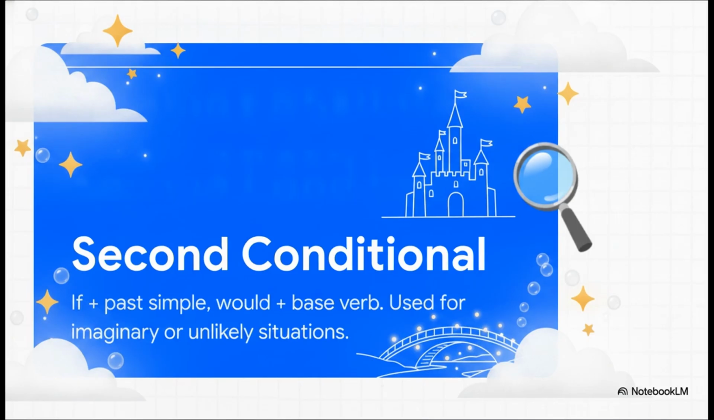Now here's a fascinating quirk you have to remember. Even though we use the past tense in this formula, we are actually talking about an imaginary present or future. We're literally just using the past tense to distance the idea from reality. So if I had $1 million, I'd buy a house. I definitely don't have the money right now, so it's purely hypothetical.